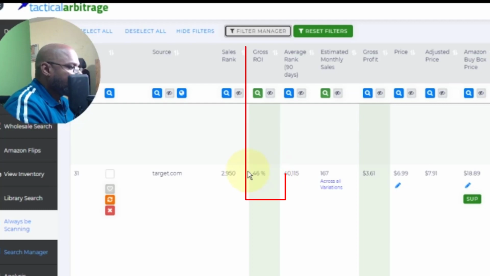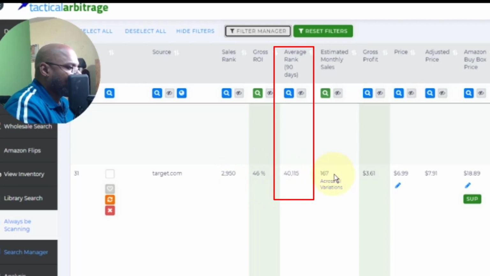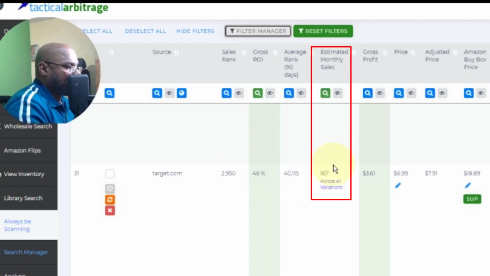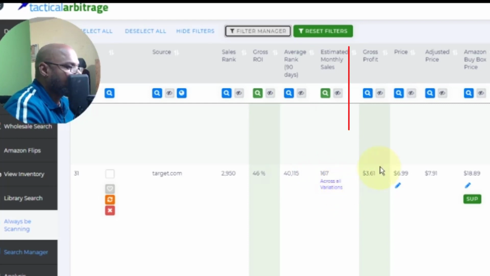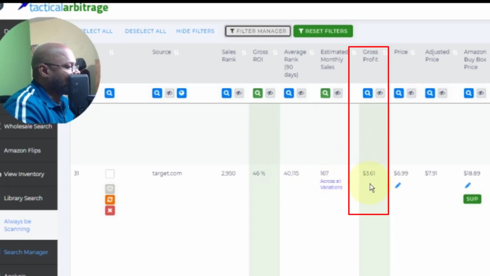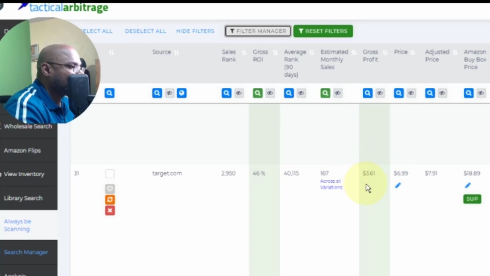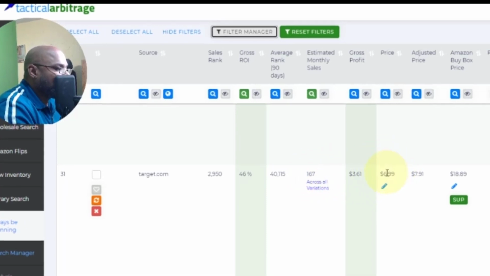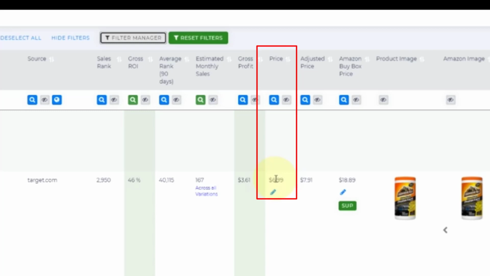So you're looking at a 46% return on investment. Here's your 90-day rank. Here is your estimated monthly sales. Now that's across different variations, but that's okay. Here's your profit. Nothing glamorous, guys. $3.61. But when you look at the amount that you could sell, and how much you're spending in order to get into this, then you understand how this works. What's great about the software, you can move these columns around so that you can evaluate the data the way you want to evaluate it.